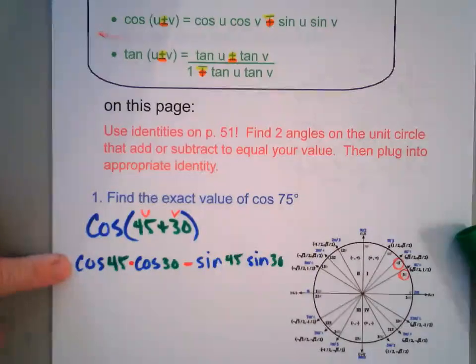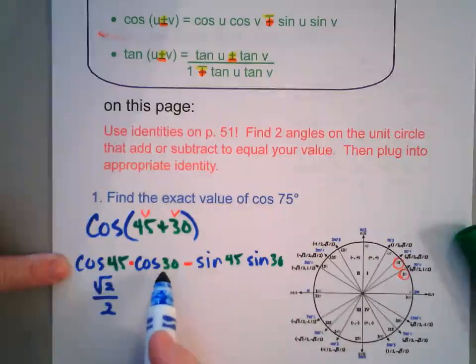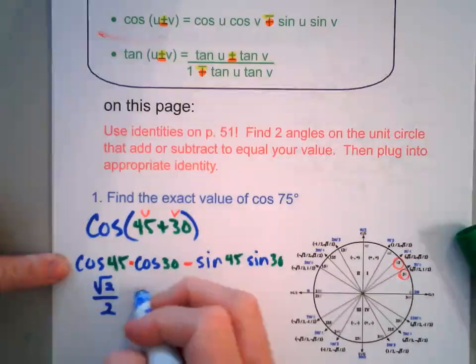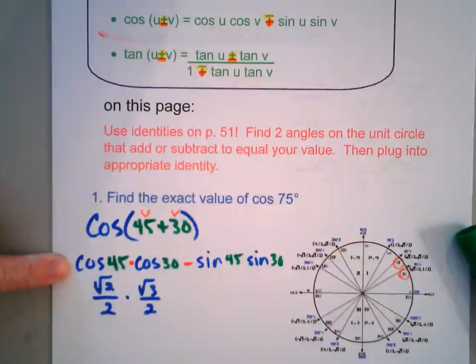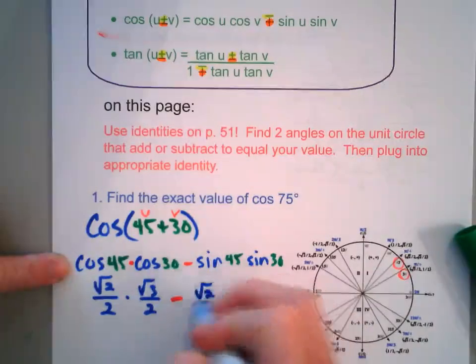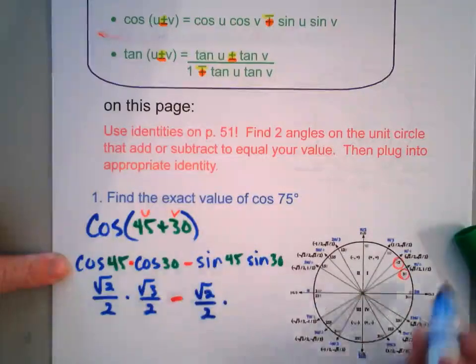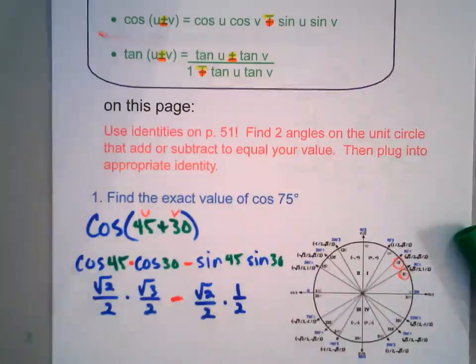All right, so the cosine of 45 degrees, square root of 2 over 2. The cosine of 30 degrees, square root of 3 over 2, and those are being multiplied. Subtract. Sine of 45 degrees, square root of 2 over 2, times sine of 30 degrees is a half. And a lot of these answers are not going to come out rationally, so we don't really have to go to the calculator.